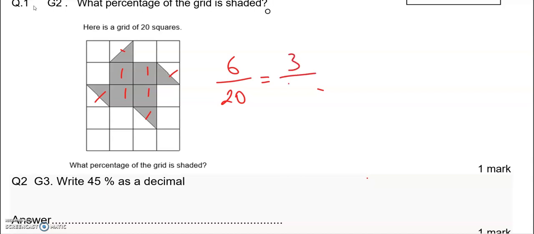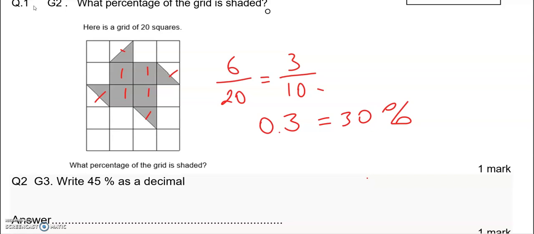3 out of 10 by dividing both of them by 2, and 3 out of 10 is 0.3, which is equal to 30%. So 30% of the squares are shaded.